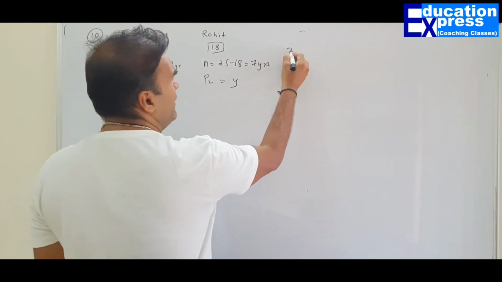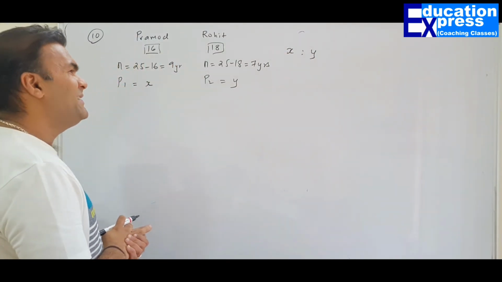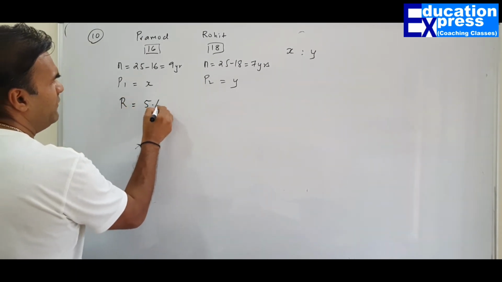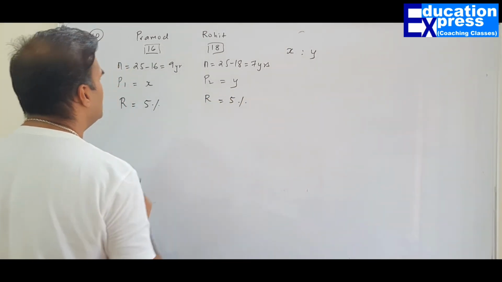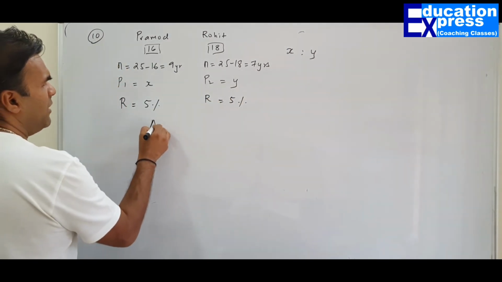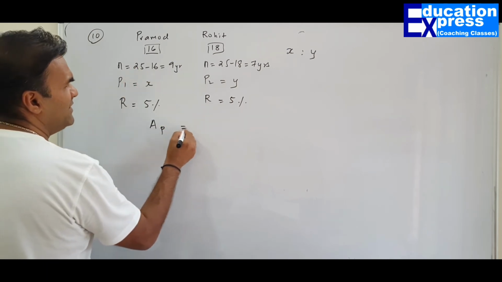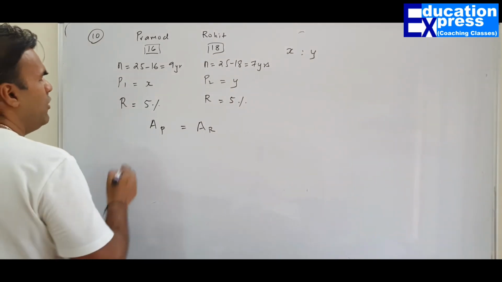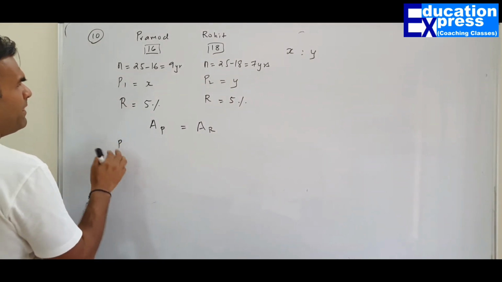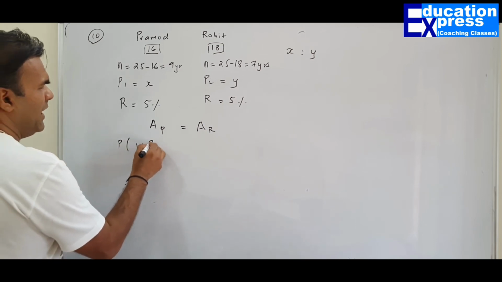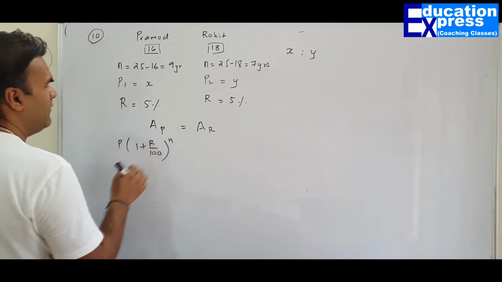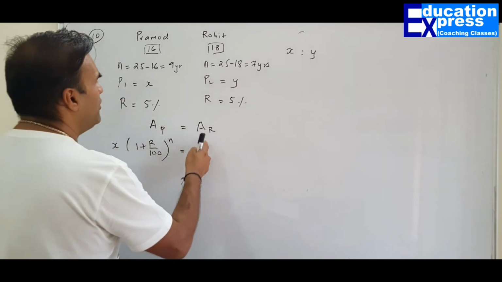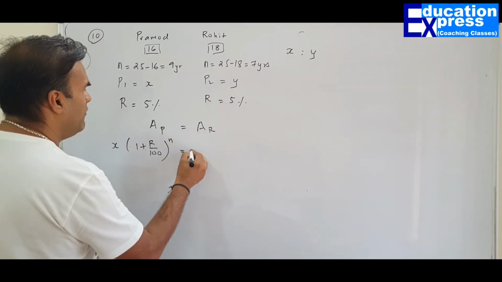So to find the ratio of investment, we have to find out x upon y. We don't know the investment. What about the rate? It's given that 5%. What about the amount? Sir, the amount that Pramod will receive is the same as the amount that Rohit will receive. It's given in the question. What is the formula for amount? P into 1 plus R upon 100 raised to N. In place of P, it will be X. Here it will be Y.